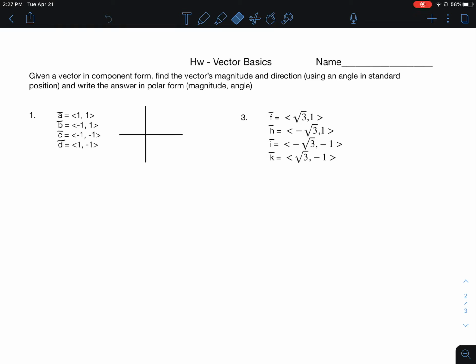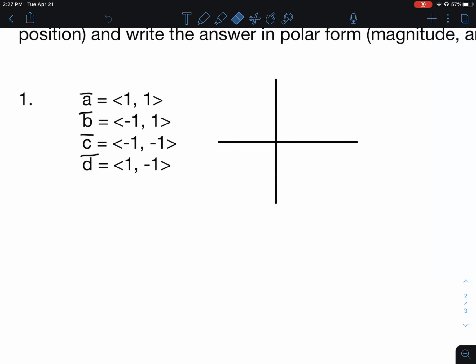Looking at the homework for vectors, we are converting the vectors from component form to polar form. Number one, we have 4 vectors. The first vector is vector A, and it is right 1 and up 1.